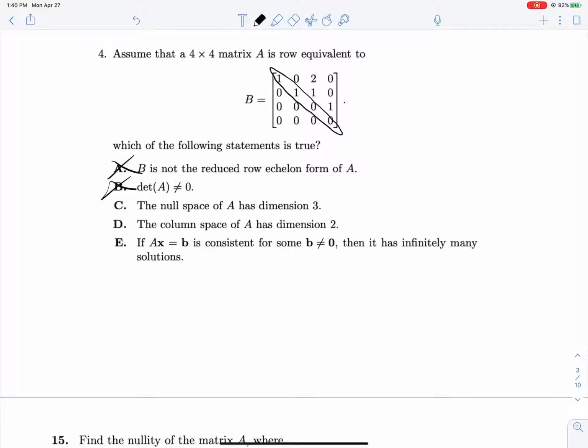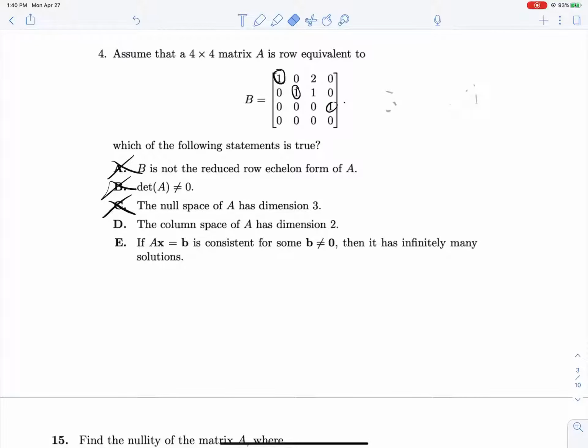What about C? The null space of A has dimension 3. So if we see, counting our pivots, we see we have 3 pivot positions, so a rank of 3 plus our nullity is equal to the number of columns, which is 4. So our nullity is 1, so the dimension of the null space is 1, not 3.